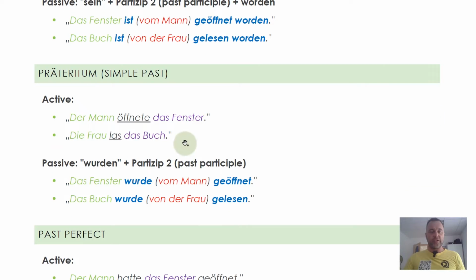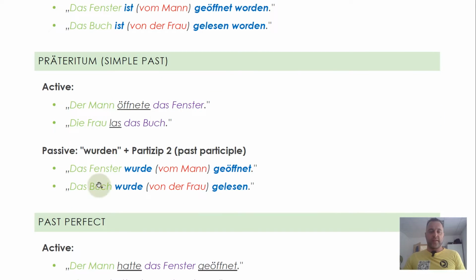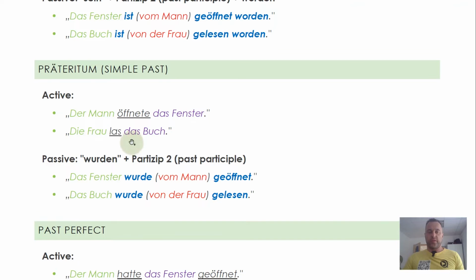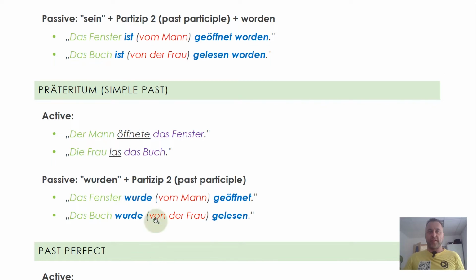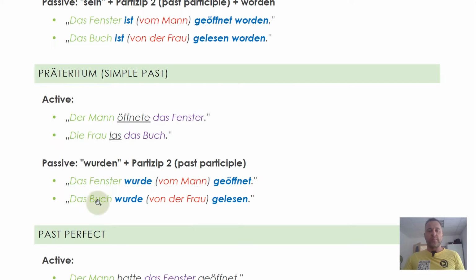Same here with Präteritum. Der Mann öffnete das Fenster becomes das Fenster wurde vom Mann geöffnet. Werden in Präteritum. Die Frau las das Buch, the woman read the book. Das Buch wurde von der Frau gelesen. By the way, this is the more common version because remember, both past tenses don't really have a big difference in German, but we prefer the passive with wurde versus with Präteritum because it's shorter and a little bit simpler. If you still don't know when to use perfect, when to use Präteritum, I link my video about this topic in the info cards here for you.